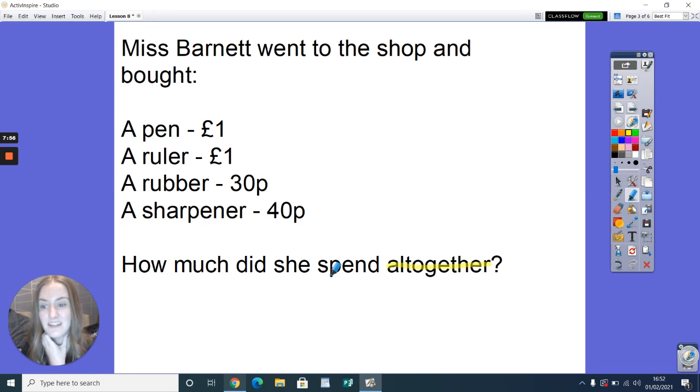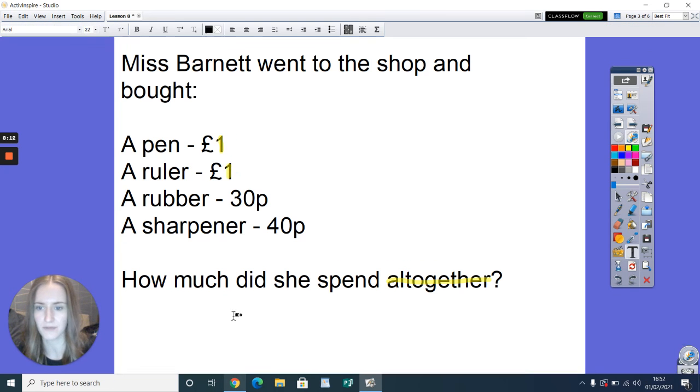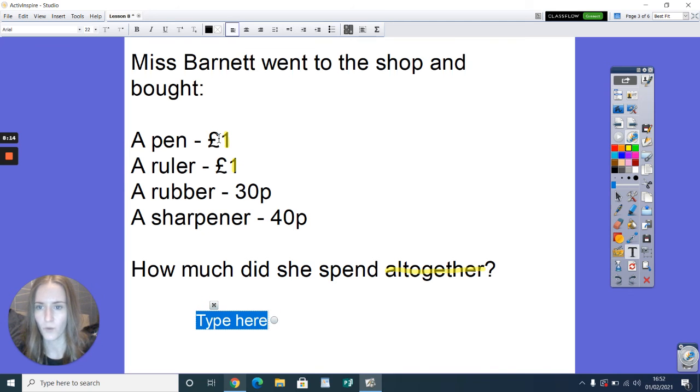That's right, we need to add them all together, but this time I've got a mixture of pounds and pence. Thinking about what we do when we count money, what should I count up first? That's right, I need to count up the pounds first. So how many pounds did Miss Barnett spend? £1 there, £1 there, equals easy peasy £2.